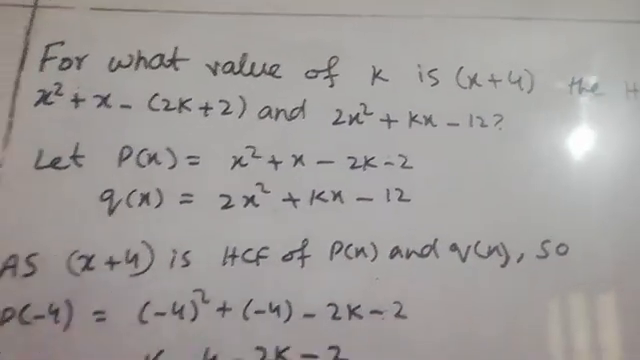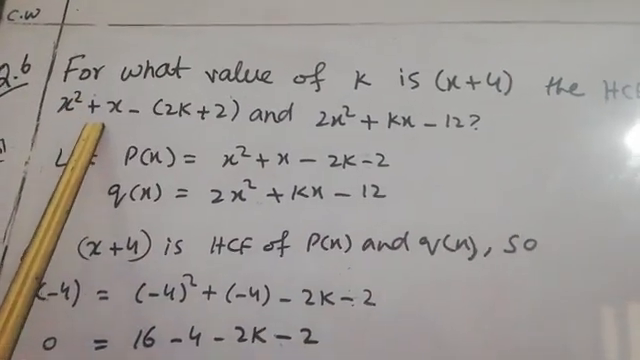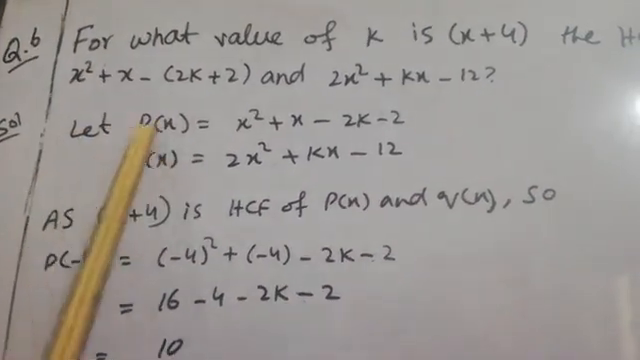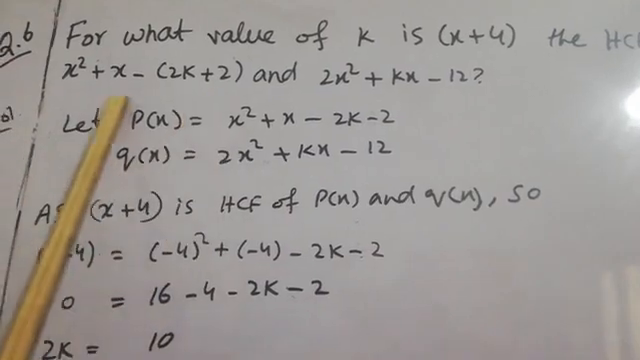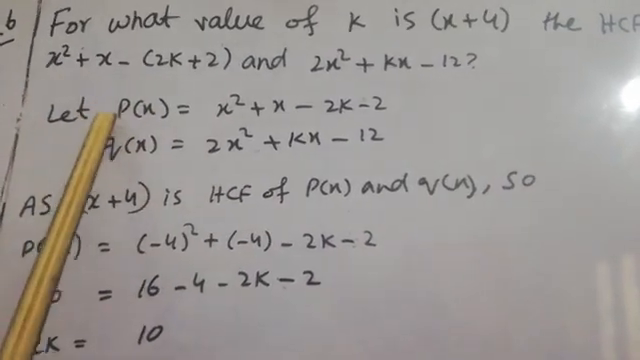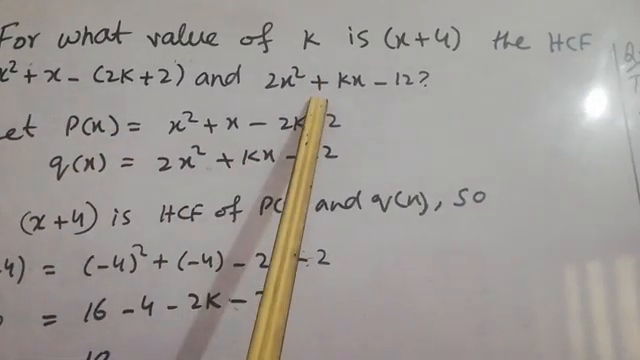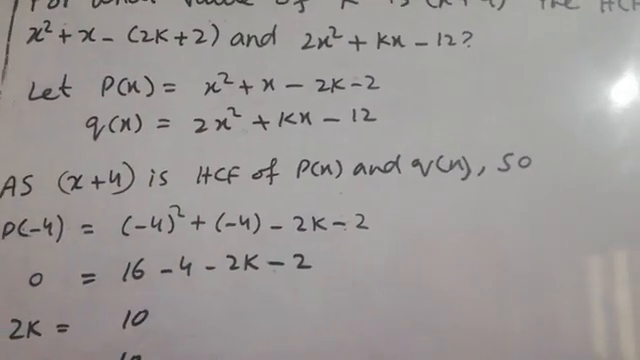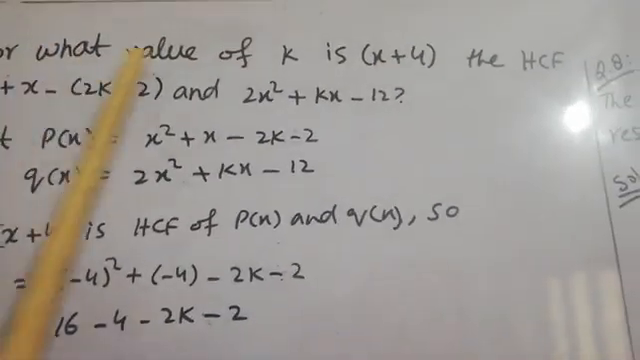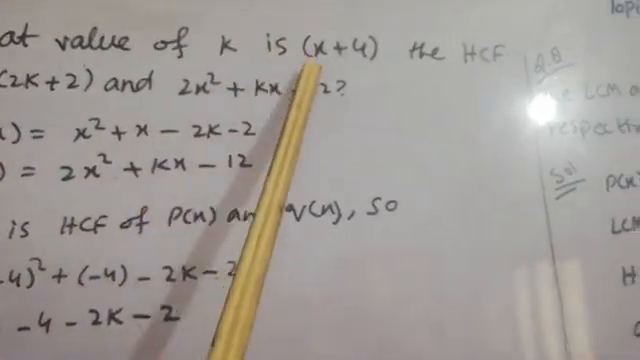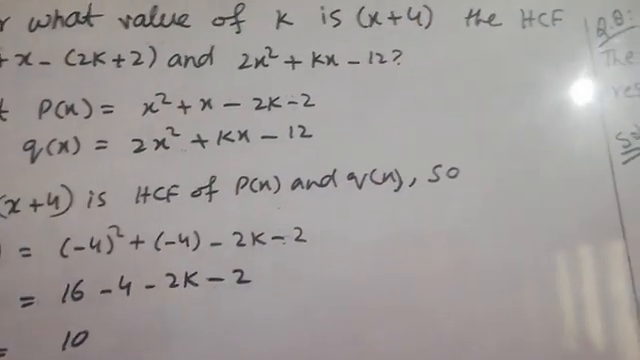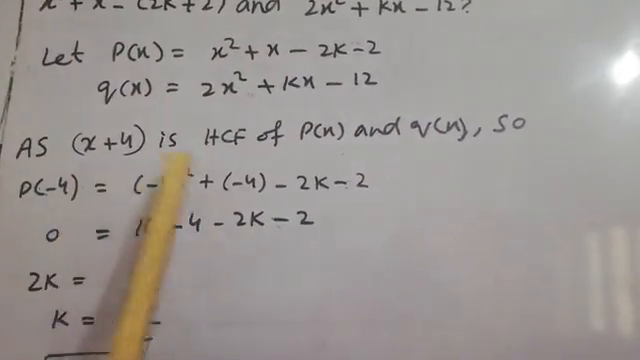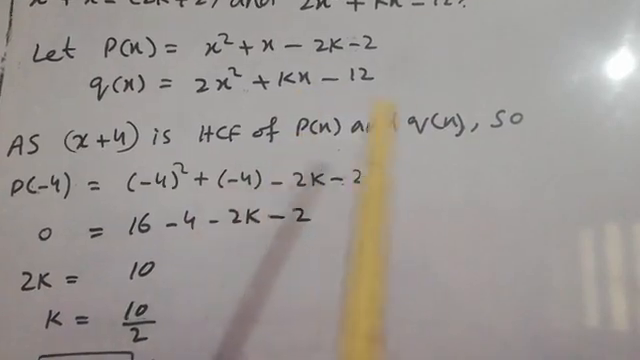Dear student, here two expressions are given. First of all, we will suppose, let p of x be the first polynomial or first expression, and this is the second polynomial q of x. According to the question, what is the value of k if x plus 4 is the HCF, meaning x plus 4 is the HCF of p of x and q of x.